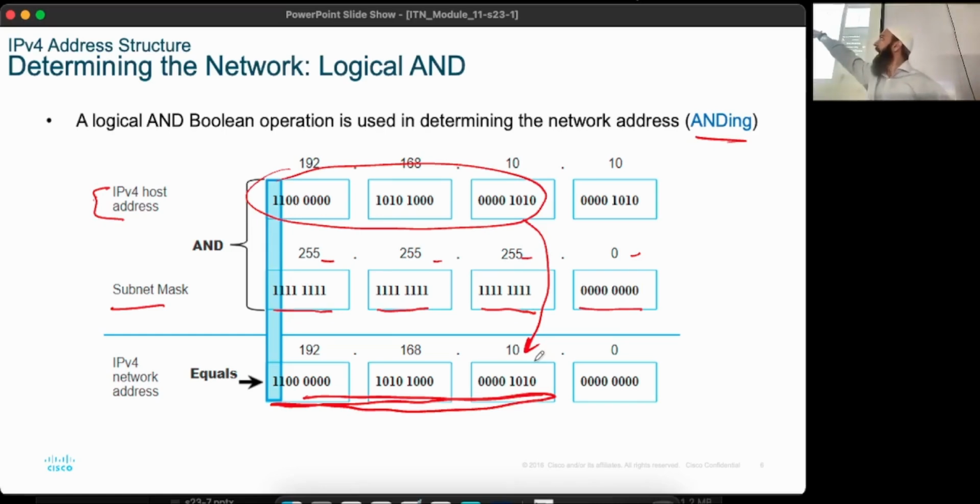Okay, so if you AND the original IP address with the subnet mask, the network portion is going to come down as it is, and the host portion is basically going to turn into 0, because it doesn't matter whatever was at the top. If you AND it with a 0, it's going to turn into a 0. Okay, make sense?